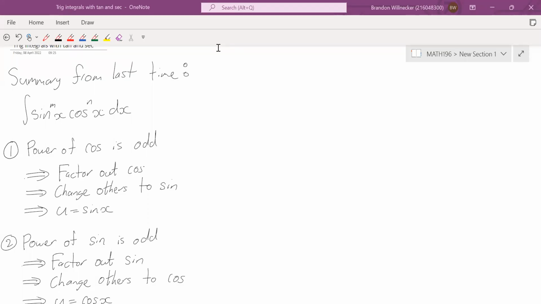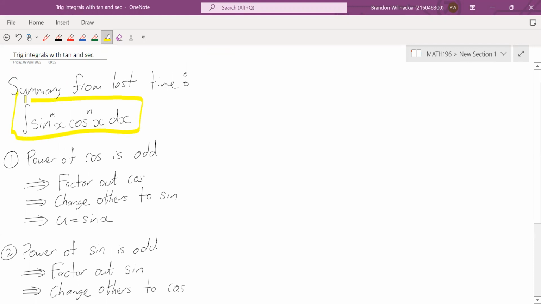Hi everyone. So today we're going to look at the next part of trig integrals, and that's integrals involving tan and sec. Okay, but before we get into that, I just want to do a little summary of what we did last time. So in the last lecture, we looked at integrals that looked like this.